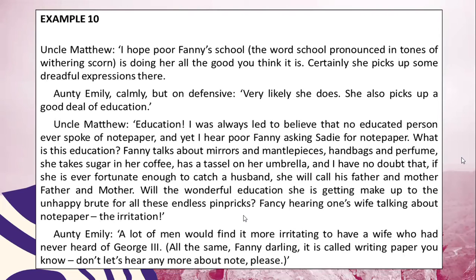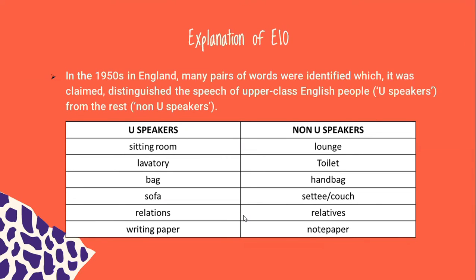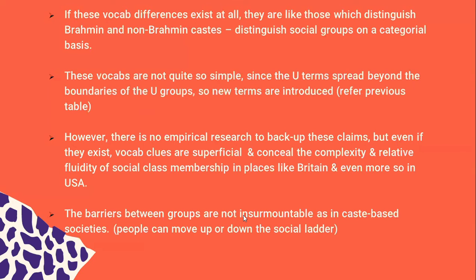So in the 1950s in England, many pairs of words were identified which it was claimed distinguish the speech of upper class English people, referred to as U speakers, from the rest. The rest refers to the non-U speakers, non-upper class English people. For example, upper class speakers use sitting room instead of lounge, lavatory instead of toilet, bag instead of handbag, sofa instead of settee or couch, and writing paper instead of notepaper. So they are very sensitive to different vocab. These vocabulary differences do not distinguish on a categorical basis.